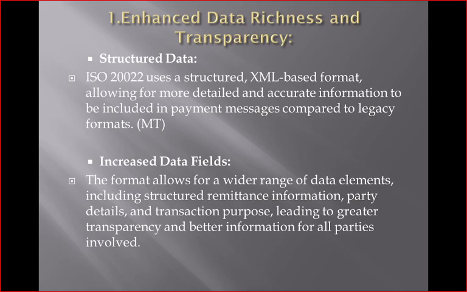So, increased data fields. As I told you, in block 4 we have only a limited 10-15 fields, but in the ISO 20022 messaging system there are a total of 328 fields. That's why it says increased data fields means increased elements. Each and every party detail, addresses, phone, pin code, everything has a separate tag, a separate element here. So it can give a more granular way of showing the data. This format allows a wide range of data elements including structured remittance information, party details, and transaction information, leading to greater transparency and better information for all parties involved.